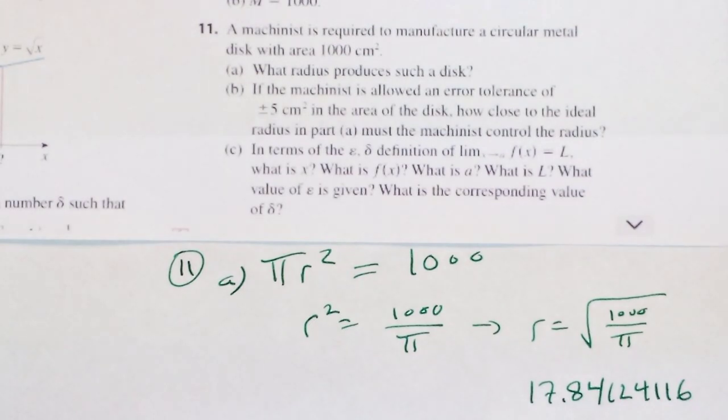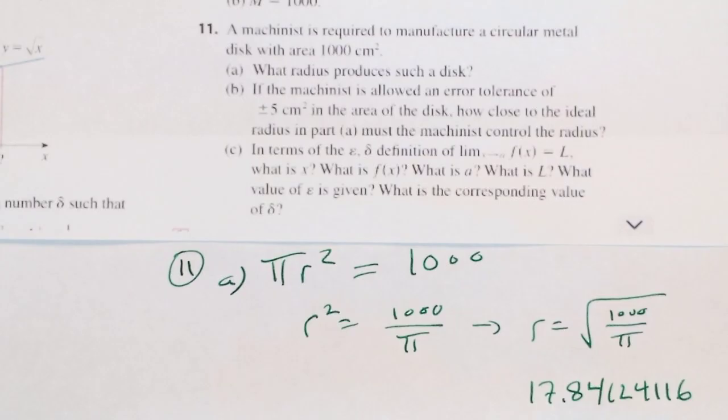What does part B tell me? Oh, there's some allowable level of error. But the error is not in the radius. The error is in the area of the disk. The machinist is allowed an error tolerance of give or take 5 square centimeters. So I could be as big as 1,005 or as small as 995.